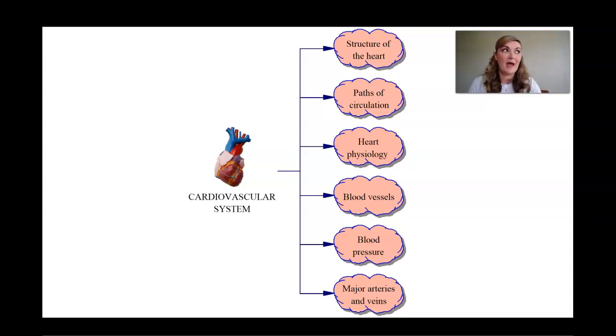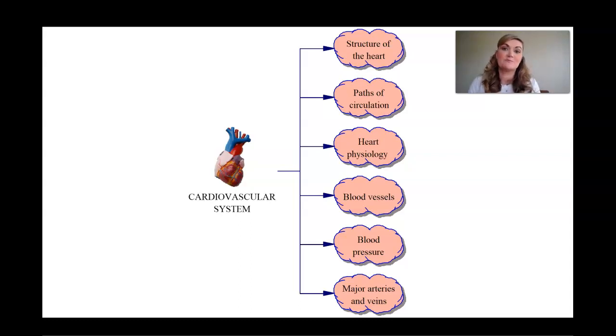We're going to talk about the paths of circulation, so blood that flows through the heart and then blood that flows around the body, as well as blood that flows around the heart and feeds actual muscular tissue. We're going to talk about the heart physiology, along with the heart anatomy, but along with the electrical currents and how the heart works and pumps.